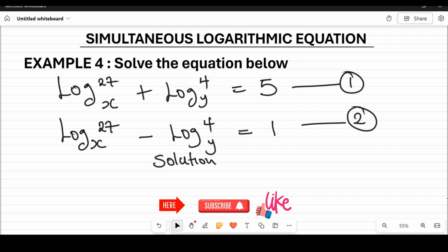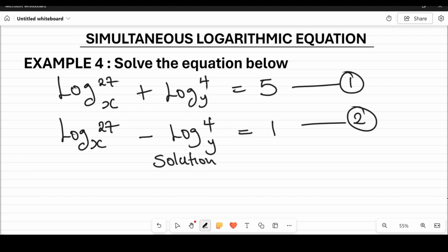Now let's look at example 4. They said log 27 to base x plus log 4 to base y is equal to 5, and log 27 to base x minus log 4 to base y is equal to 1. How do we solve this equation? The first thing we do is that we take up a substitution.